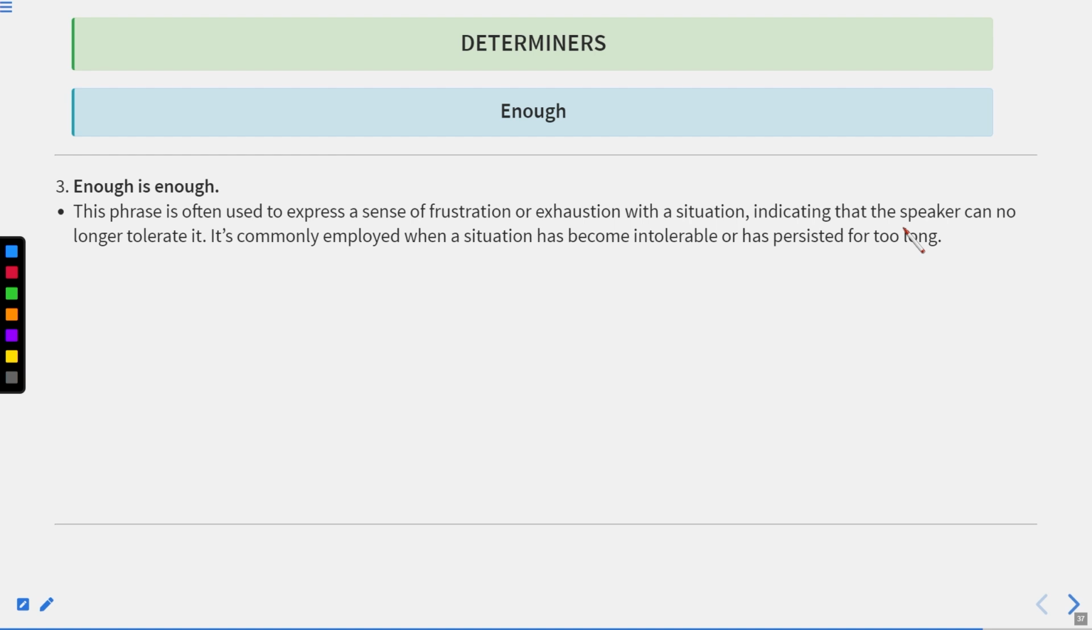Enough is enough. Now, this phrase is used when someone is angry and does not want to argue more than that. Or enough is enough. It means the limit of tolerance has reached its end. This phrase is often used to express a sense of frustration or exhaustion with a situation, indicating that the speaker can no longer tolerate it. So to show the tolerance level, we use this phrase, enough is enough. Okay. It is commonly employed when a situation has become intolerable and has persisted for too long.